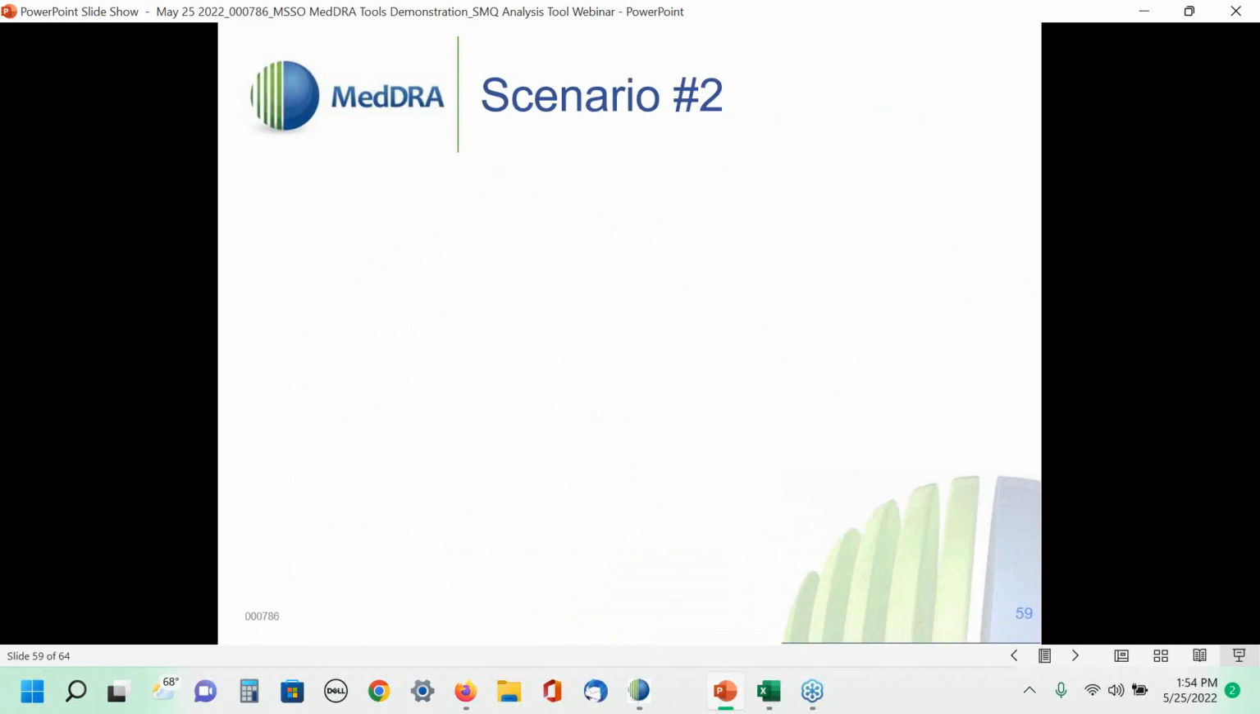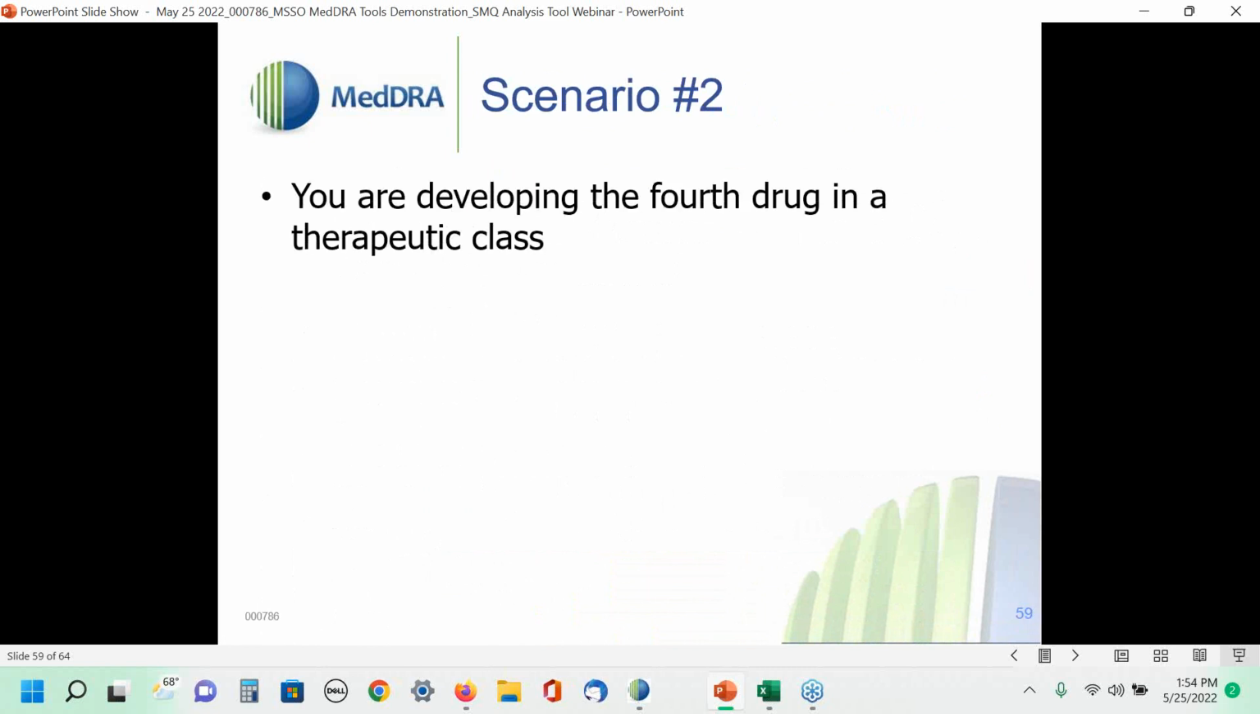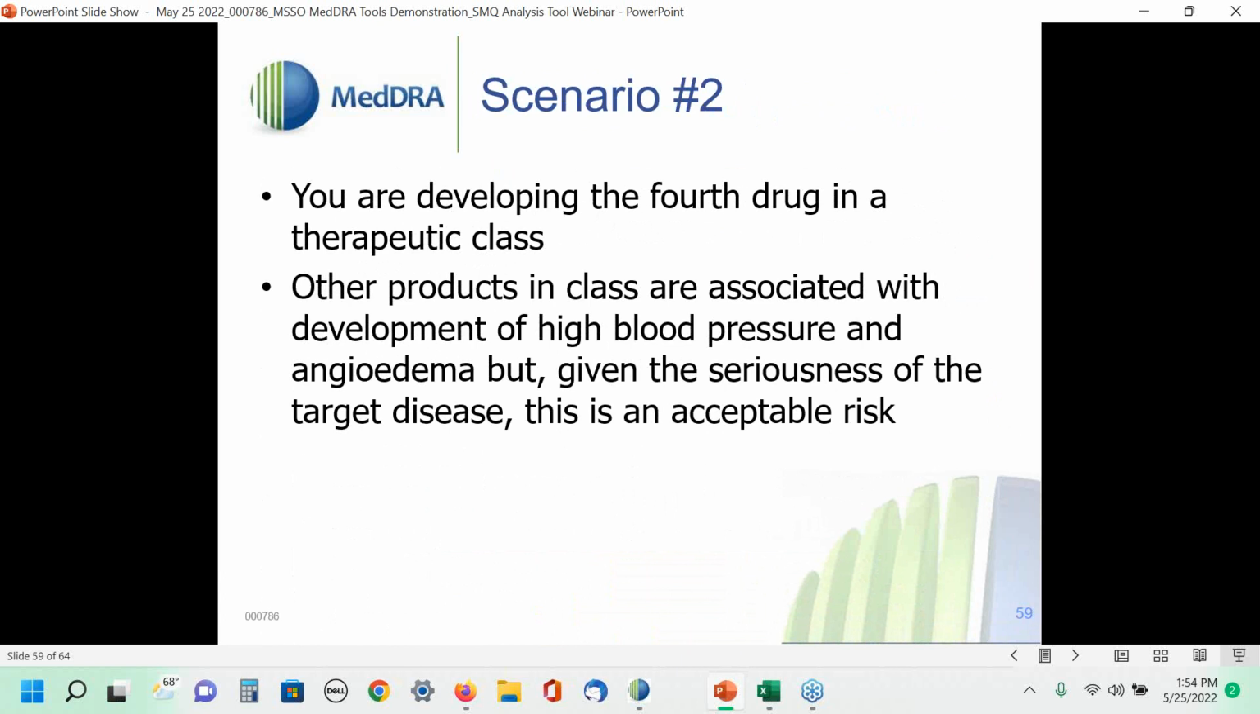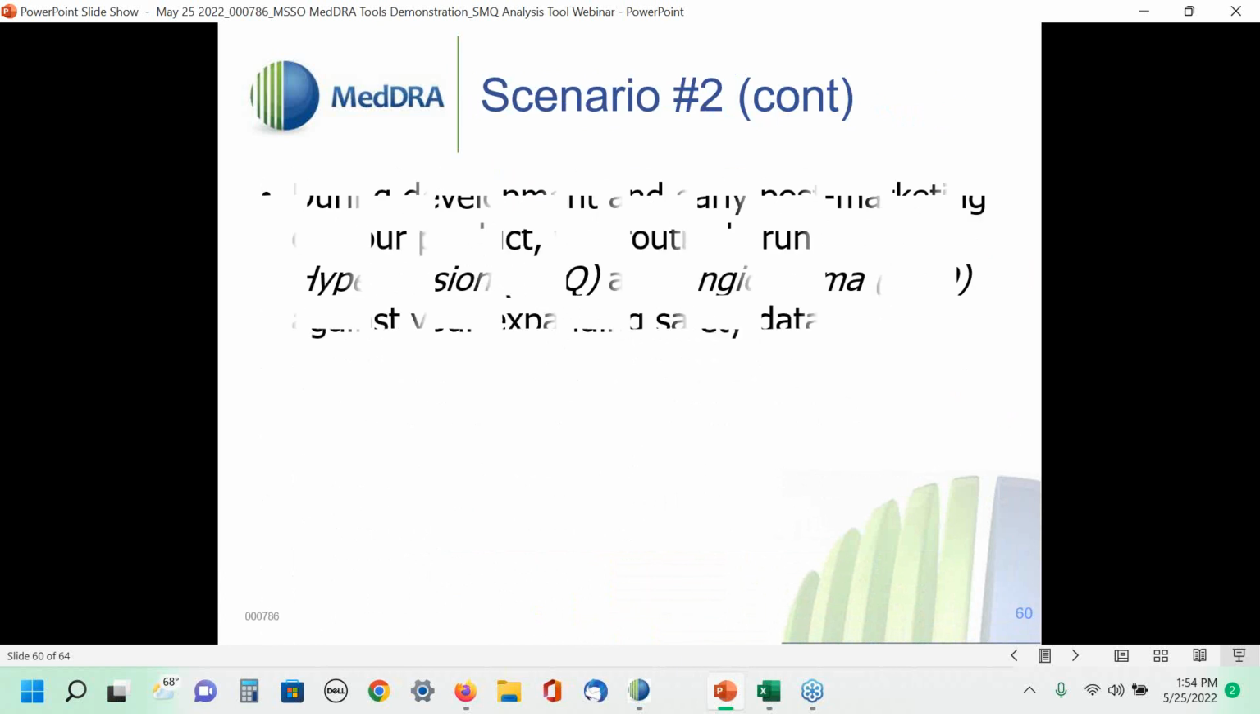So that is a job well done. How about scenario 2? You're developing the 4th drug in a therapeutic class. Other drugs in the class have been associated with the development of high blood pressure and angioedema. But given the seriousness of the target disease, let's say it's for a particular type of cancer, this is considered to be an acceptable risk.